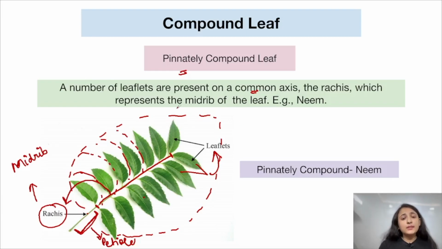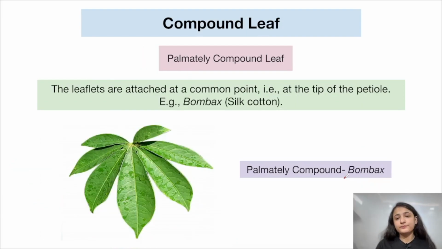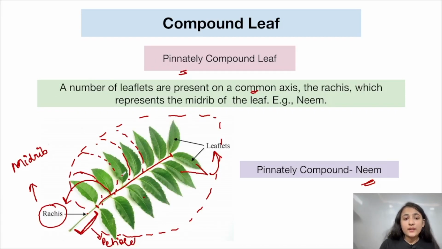Okay, so this leaf is of the neem plant. The example of a pinnately compound leaf is neem. Now let's come to the palmately compound leaf. In palmately compound leaves, the leaflets are attached at a common point. Here the leaflets were attached at different points. These two are attached at this point, these two at this point, and so on.